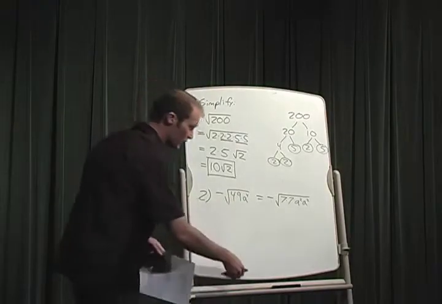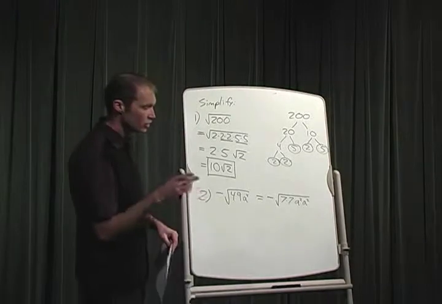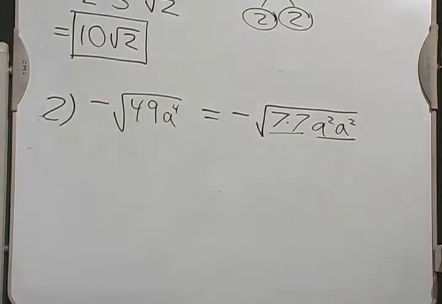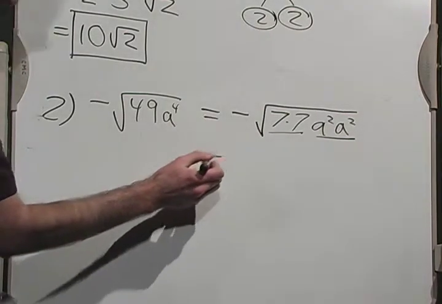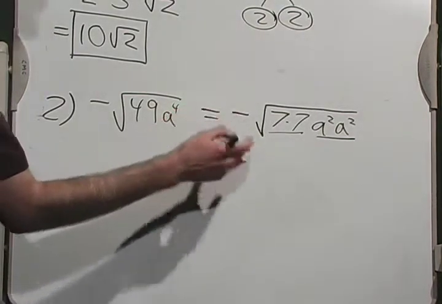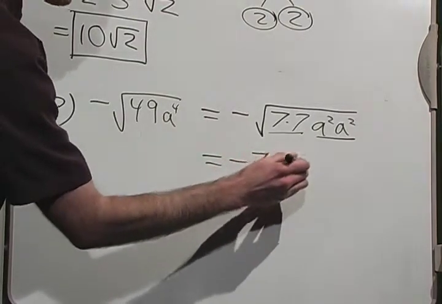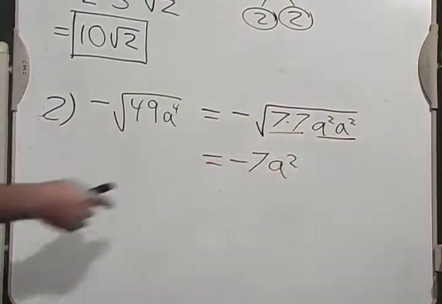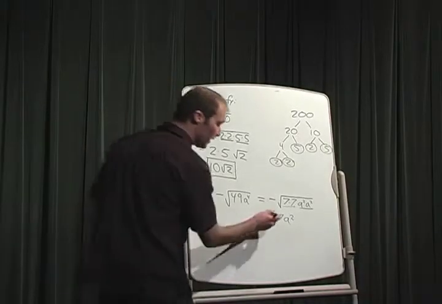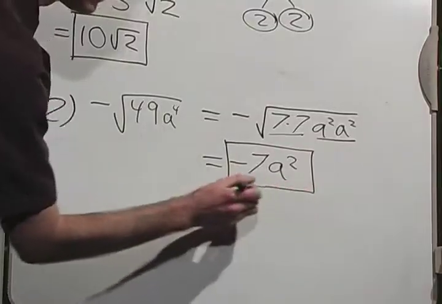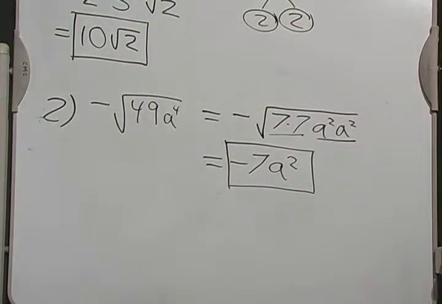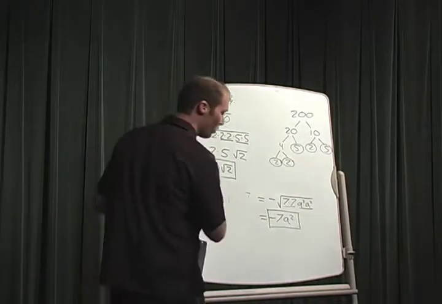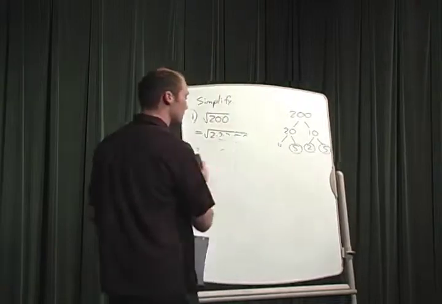Now, when I take a look at this, I'm able to see that I have 2 pairs, a pair of 7's here, and a pair of a squareds there. So what I'm going to have is negative from right here, 7a squared. 7 because one representative comes out from that group, and a squared because one representative comes out from that group. My answer here is negative 7a squared. Well, let me close this with one more problem, a problem that I think is kind of challenging, but I think that now we have all the tools in order to get to it.